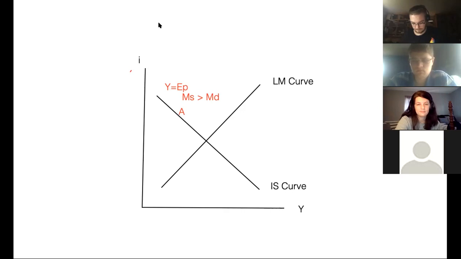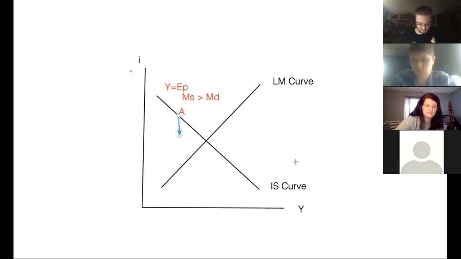Rather, see if I can get this right. Let me change the color. Let's see if this is going to work. The interest rate is going to start falling. Everybody see that? So the good news is we're moving closer to the LM curve. We're moving back to equilibrium in the money market. What's the bad news? Hannah? We're moving off the IS curve. Correct. So now we're under the IS curve.